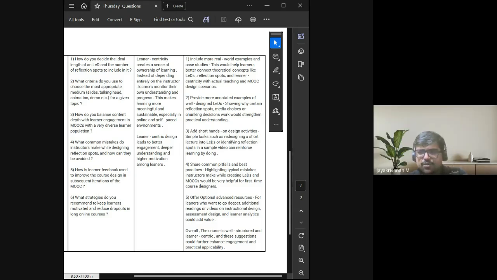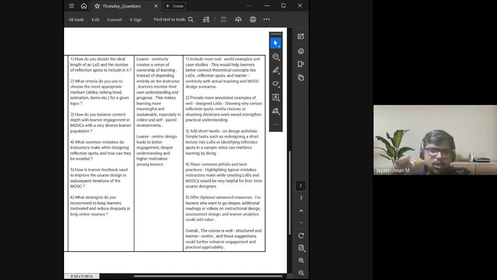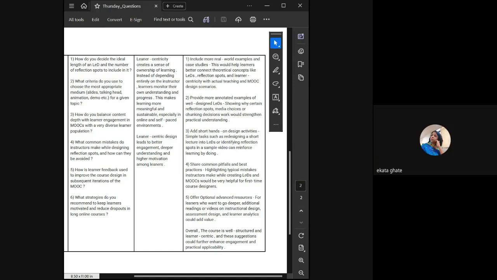Ekta is asking another question. Is it possible to correlate the Bloom's taxonomy level with reflection spots? Correlation is always possible, but I would advise you against doing those kinds of mappings because of different subjects. No, can I specify my question? Yeah.